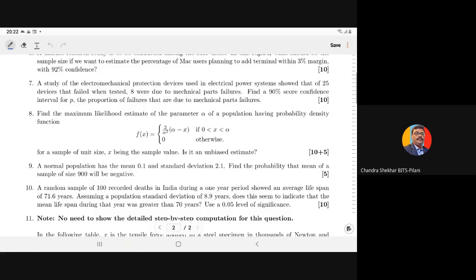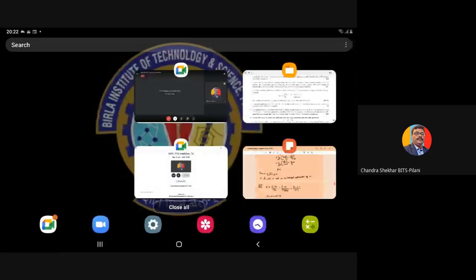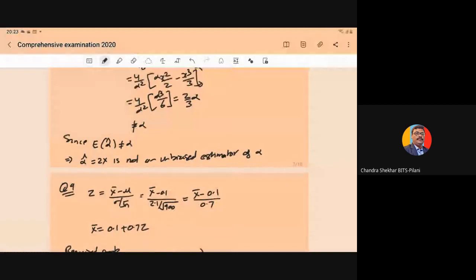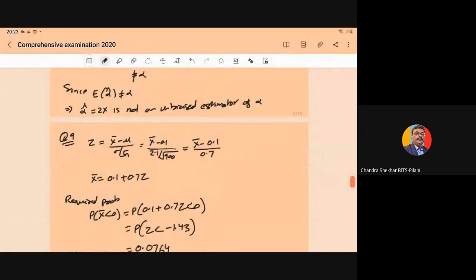Let us move to question number 9. A normal population has mean 0.1 and standard deviation 2.1. Find the probability that the mean of a sample of size 900 will be negative. So this question belongs to the distribution of the sample mean. Here we know that the sample mean follows the normal distribution.